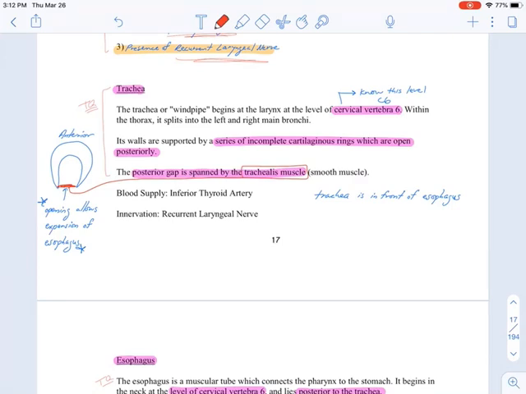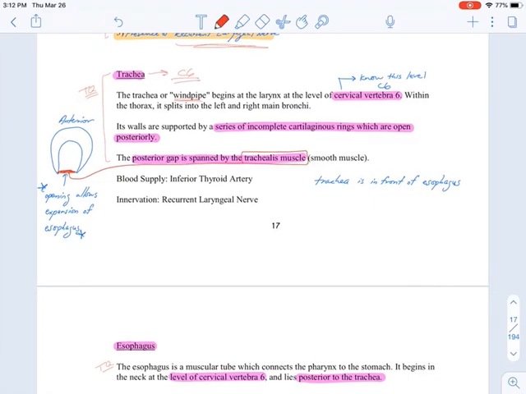Now we're on to the trachea. Got to know the level. Trachea, C6. It's also known as your windpipe. It's going to be what splits into your left and right bronchi, which extend into your lungs. It has a series of incomplete cartilaginous rings. It's important to note that these rings open posteriorly.